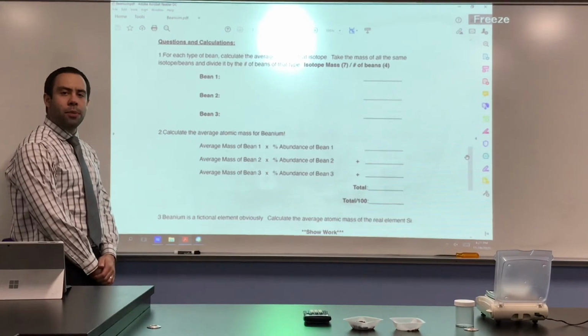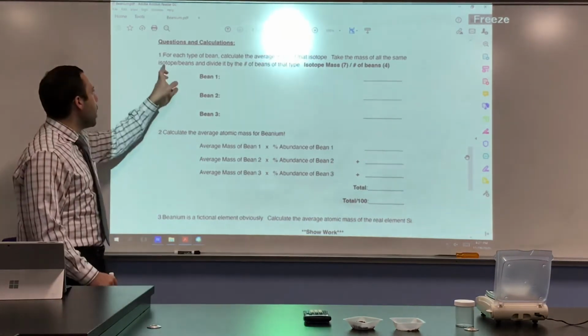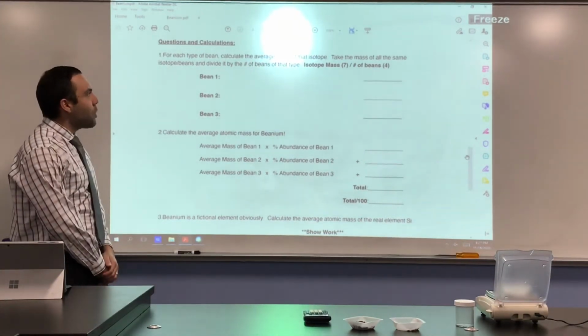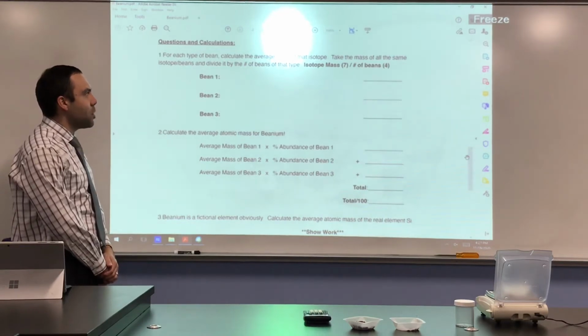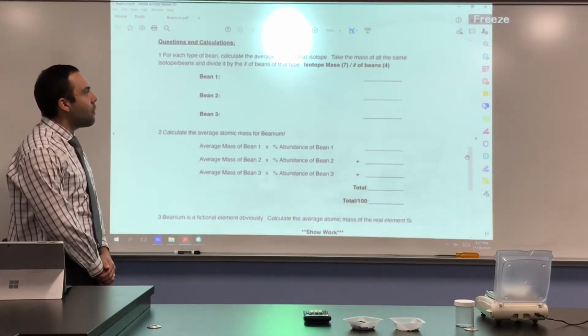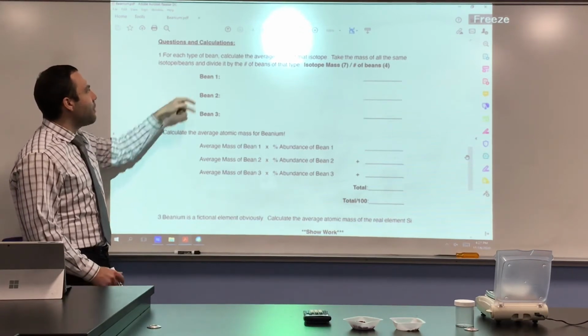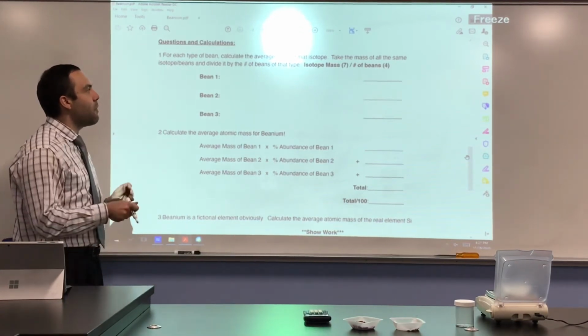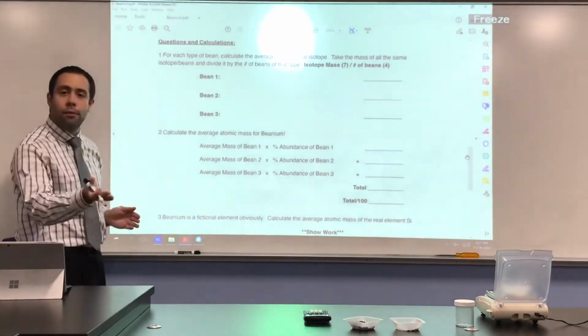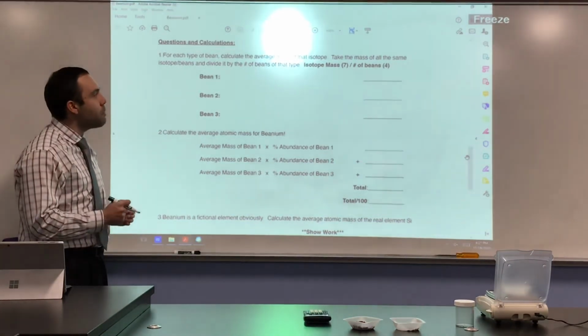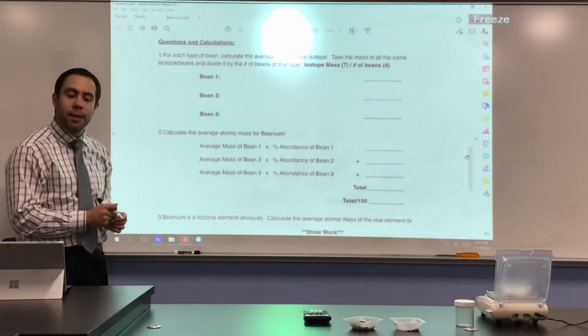Next, we will perform some calculations. Question 1. For each type of bean, calculate the average mass of that isotope. Take the mass of all the same isotope beans and divide it by the number of beans of that type. So step 7 from page 1 divided by step 4, number of beans.